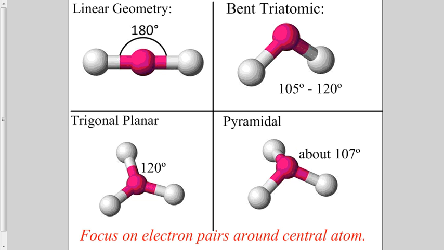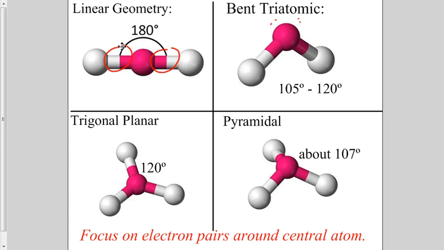We'll be looking at 6 different shapes. There's linear geometry, which is 180 degrees apart. Here there are no unshared pairs on the central atom. The only shared pairs are on the sides, so they get as far apart as they can. Bent triatomic can have either 1 unshared pair on the central atom as such, or it can have 2 unshared pairs on the central atom, and that's going to cause it to be a bent molecule, with the bond angle ranging somewhere from about 105 to 120 degrees depending on the particular molecule.